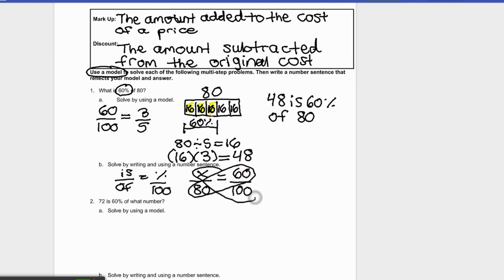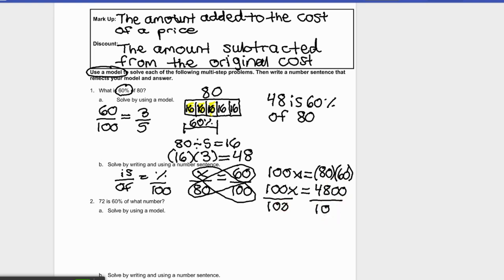So I cross multiply my diagonals, and I'm going to get 100x equals, I'm going to multiply 80 times 60. And then I'm going to write 100x equals 4,800. And then when I divide by 100, I get the same answer that I did above. I got 48.